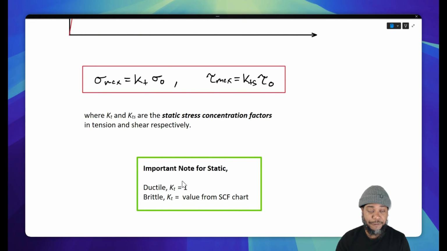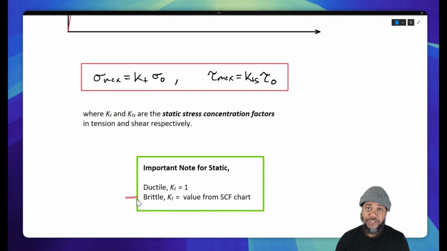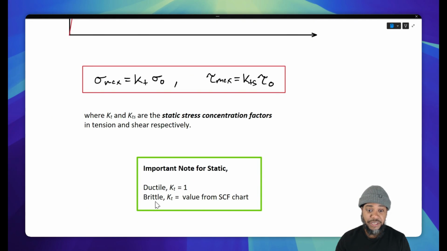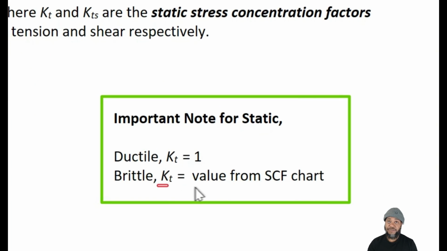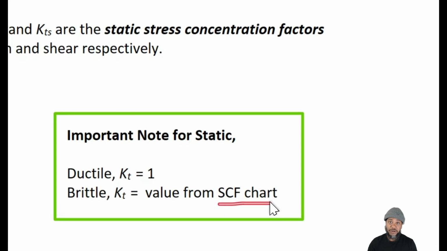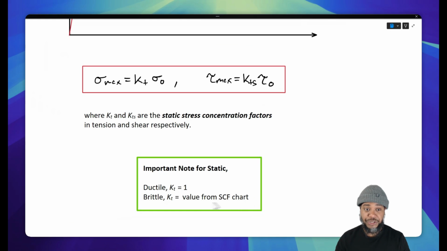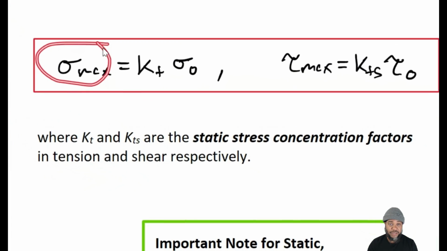And it's more appropriate, rather than using kT factors, to use something like finite element analysis to figure out the actual state of stress. But for brittle materials, where ductility is less than 5%, and for static conditions specifically, we do use that kT factor. We go to our appendix, we find the appropriate chart for our specific geometry and loading conditions, find the kT value, and then we plug it in to find sigma max.